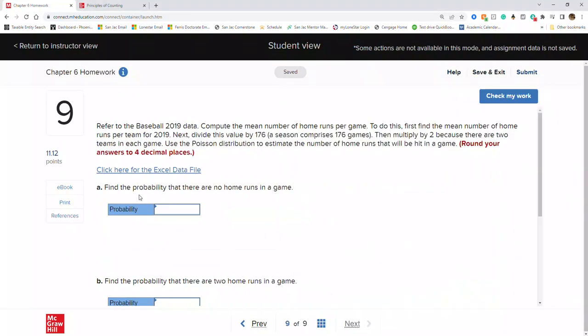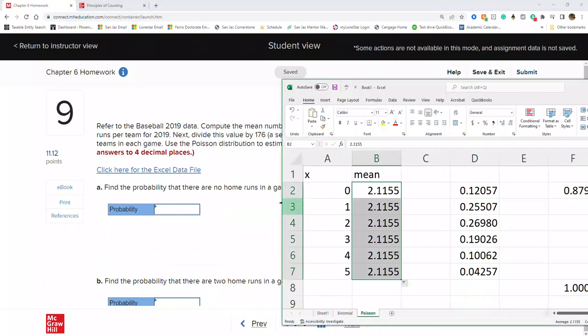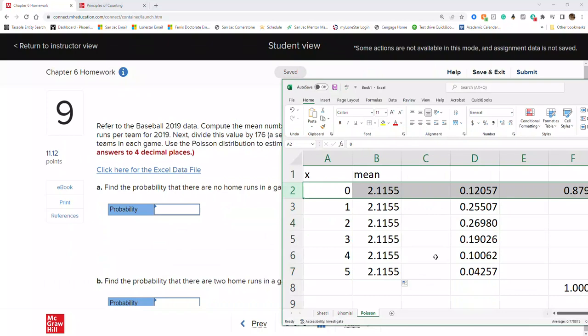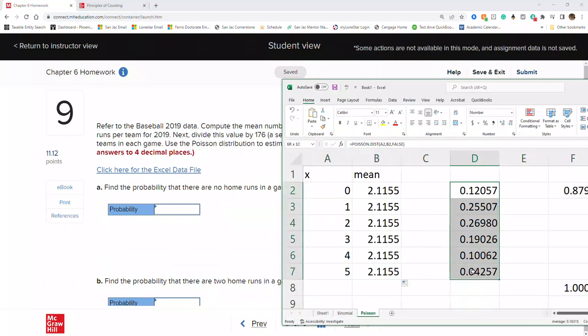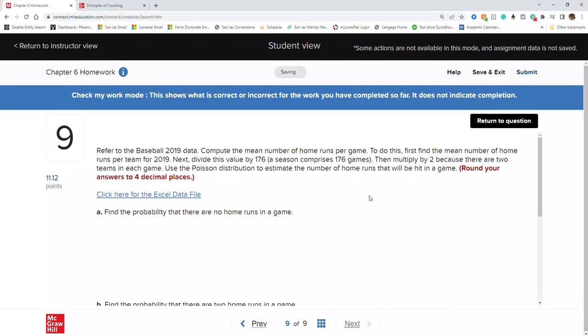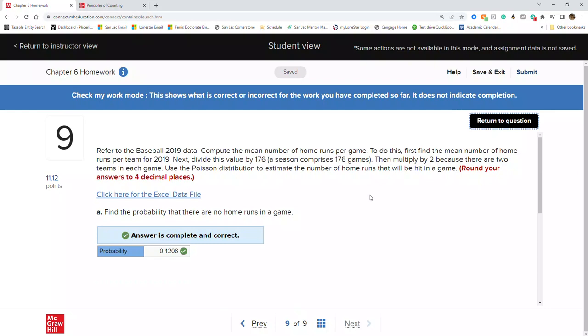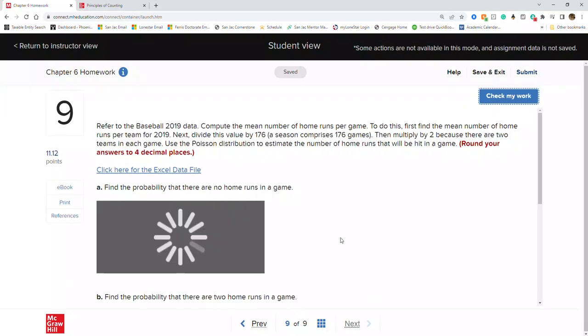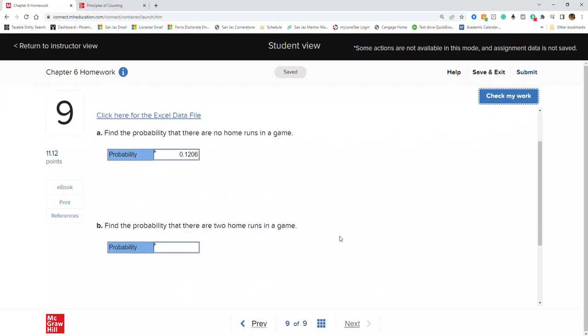Alright, so find the probability that there are no home runs in a game. So for no home runs, we're looking at, again, 4 decimal places. 0.1206. Check. And we are correct.